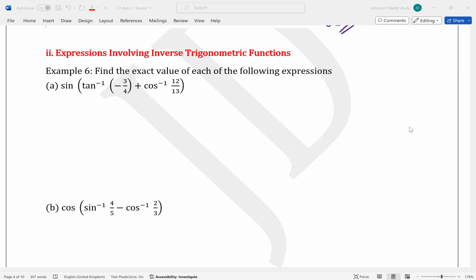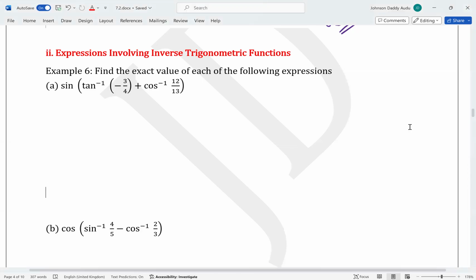All right. So this example 6 is also very interesting. It says find the exact value of this expression. So here, how do we answer this type of question? This is sine outside, and you have inverse function inside. So what we're going to do is make some substitution, like you will let your alpha be tan inverse of minus 3 over 4, right?